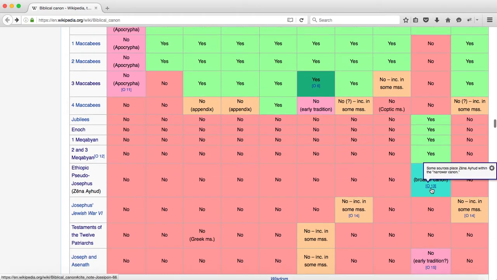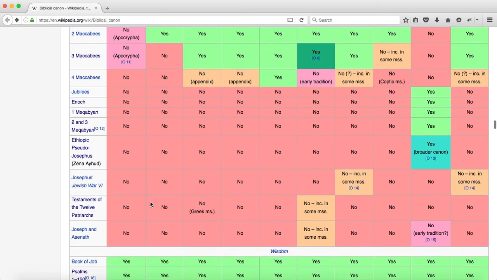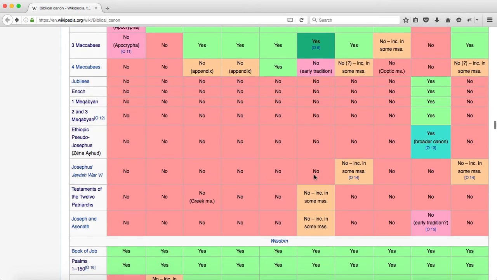So notice here it's yes, broader canon. Some sources place this writing within the narrower canon as well. Interesting, Josephus, he's the 1st century Jewish historian. He witnessed the destruction of the temple in 70 CE, and Jewish Wars, Book 6, is actually included in certain manuscripts of the Syriac tradition in Christianity as the 5th book of Maccabees.